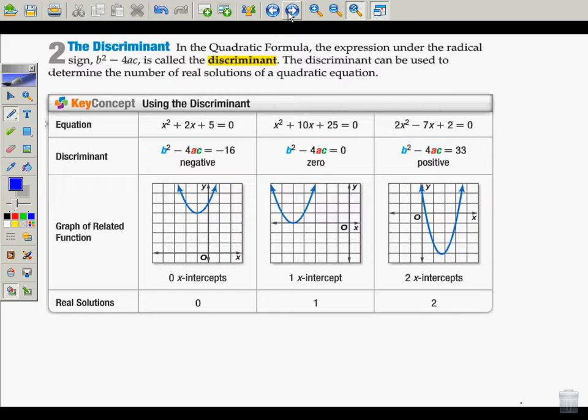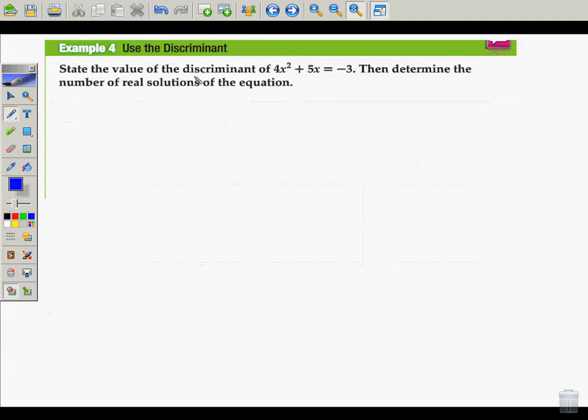So let's find the value of the discriminant of this equation and then determine the number of solutions. So first thing I have to do is put it in standard form. So I'm going to add 3 to each side. I get 4x squared plus 5x plus 3 equals 0. And now I'm going to find the discriminant.